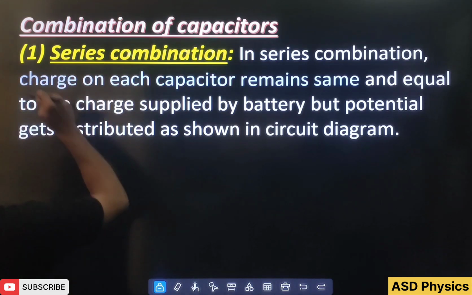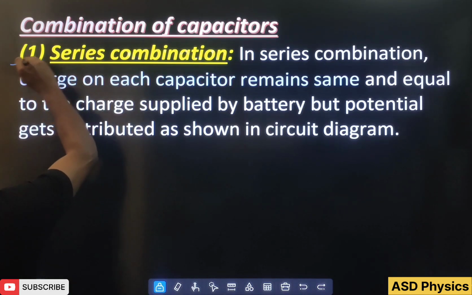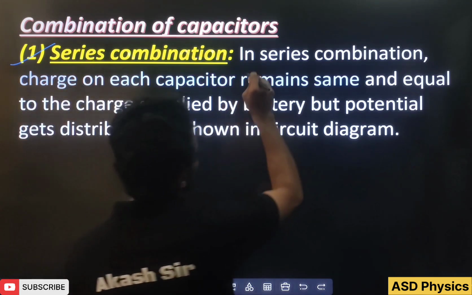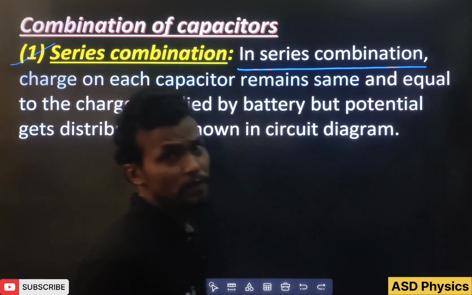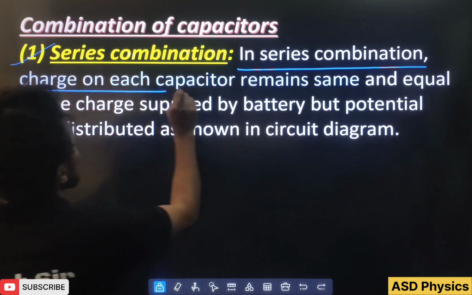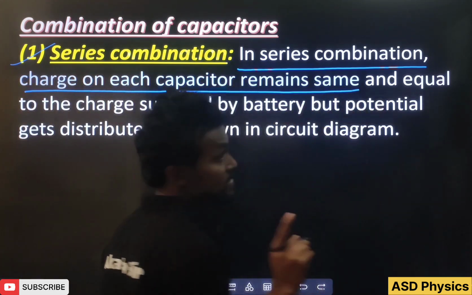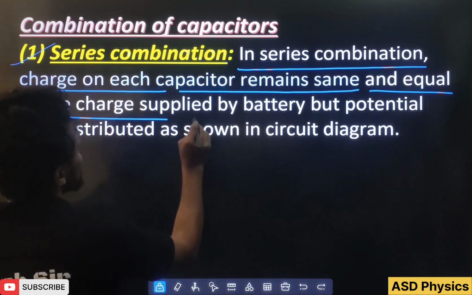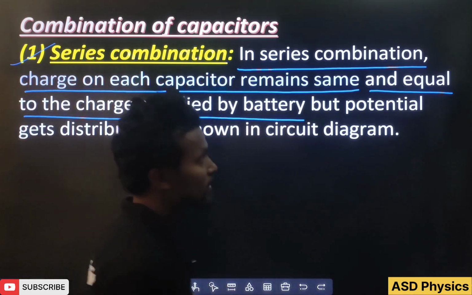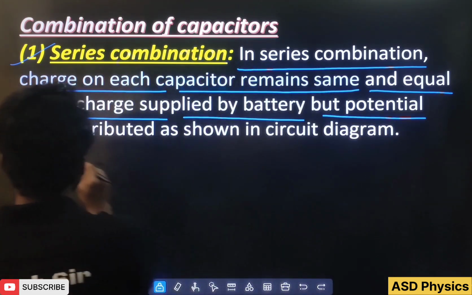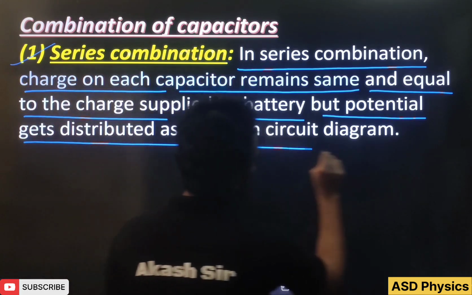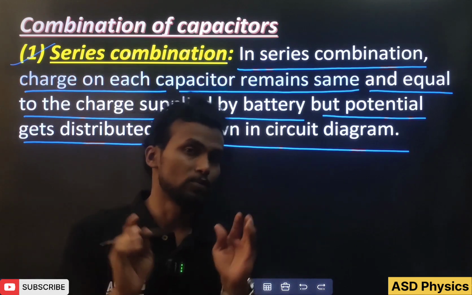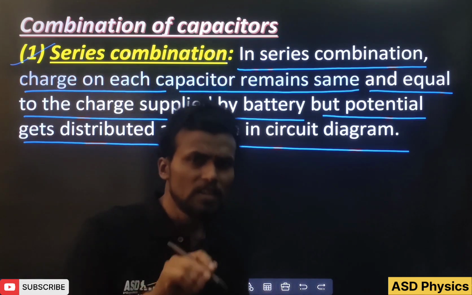Okay, so students, here you can see the first one is the series combination. See, in series combination, charge on each capacitor remains same, very important, and equal to the charge supplied by battery. But potential gets distributed as shown in circuit diagram. That means charge will be same on each and every capacitor, but potential will distribute.